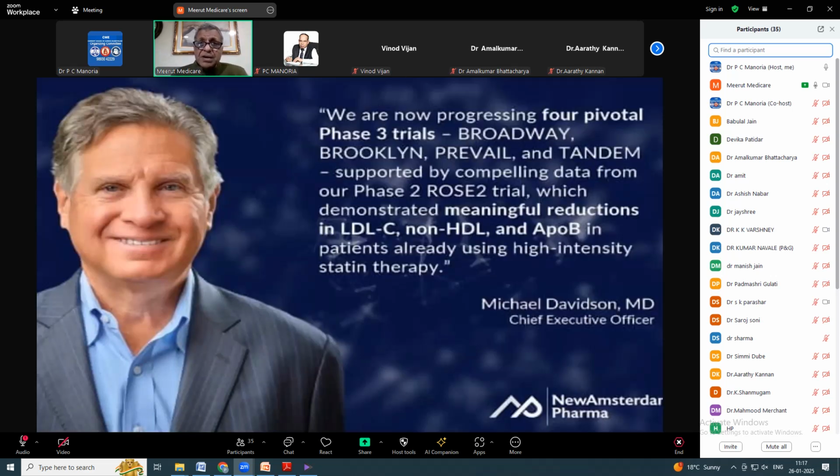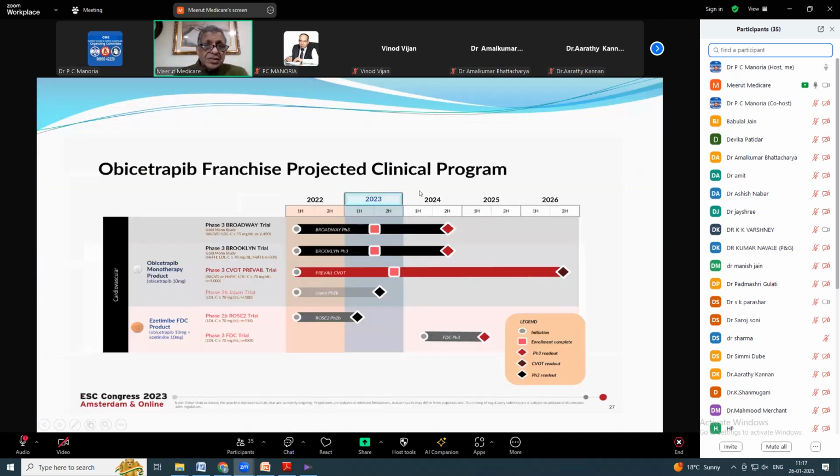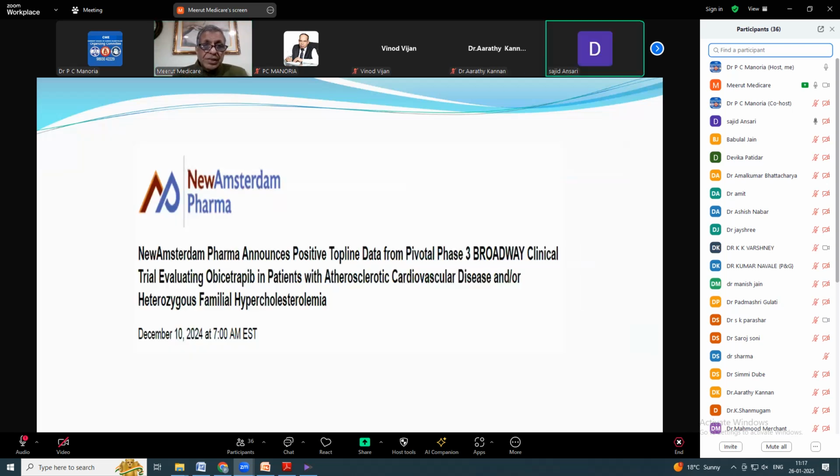There are upcoming trials: Broadway, Brooklyn, Prevail, and Tandem. The trials Rose 1 and Rose 2 are not outcome-based. They are biochemical trials suggesting that this drug has a favorable effect. Michael Davidson is leading the obesity trial series. This is the layout of the trial. We are waiting for CVOT outcome trials, like I asked Dr. Manoria about the outcome trials of tirzepatide. So we don't have an outcome trial, but the drug works very well on the whole lipid profile.